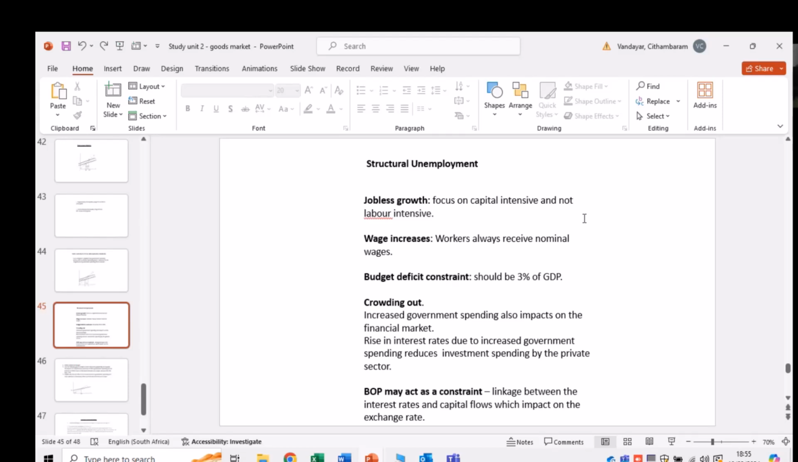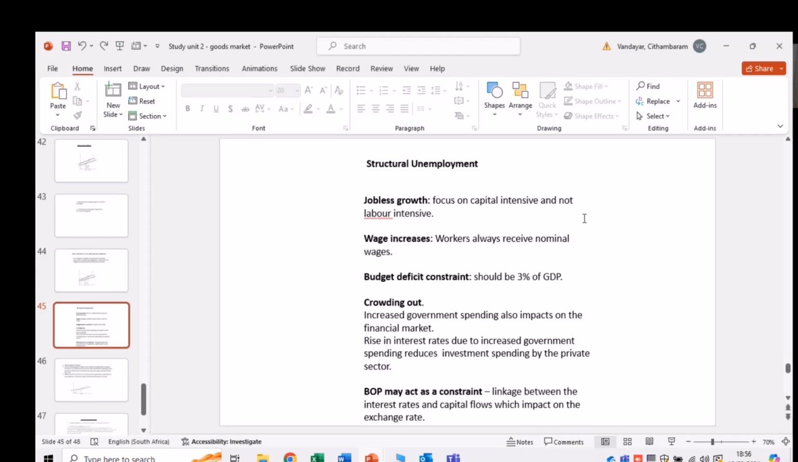And if that happens, remember, an increase in interest rates will lead to a decrease in investment. The cost of borrowing is higher, and the private sector will reduce their spending because of the high interest rates. So crowding out means that increased government spending will also impact on the financial sector. Because of the increased spending, your financial sector will increase interest rates.